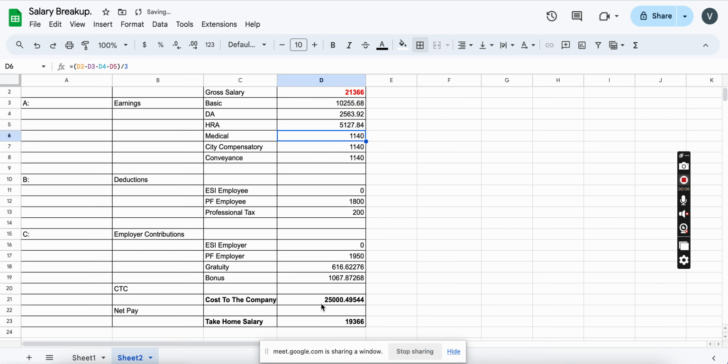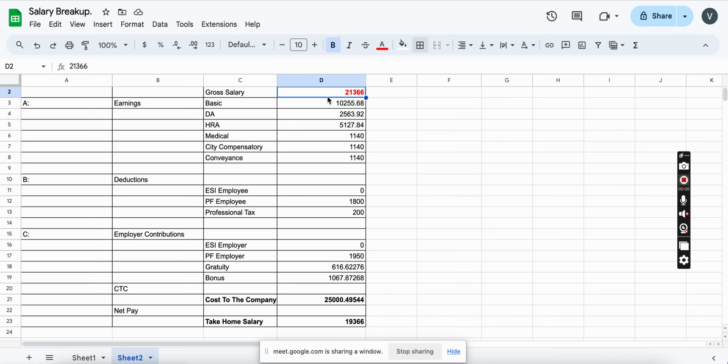Now if suppose your focus is on take home salary, you want take home salary to be 20,000 instead of 19,366, then again you increase the gross. But you have to focus on one thing: what do you want to focus on, CTC or take home salary? You focus on that and change the gross. The rest, based on the formula entered here, will be calculated automatically. Okay, understood. And that's how the breakup is done.